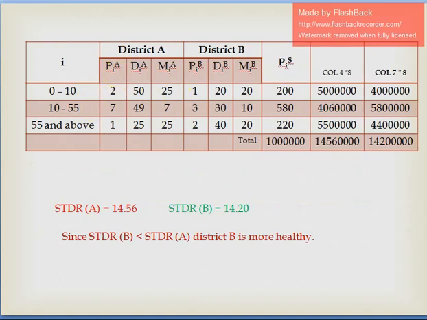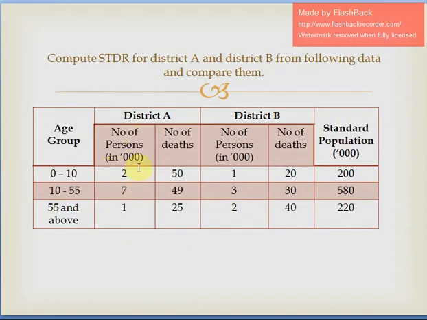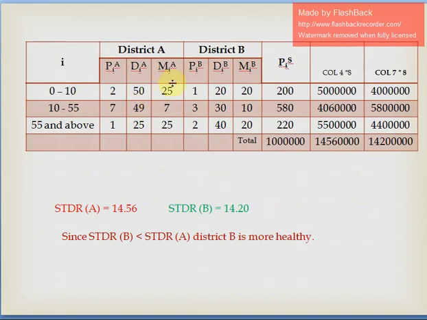So the first is PIA. These are the numbers of persons in thousands. P is the population, I stands for the age group, and A stands for district A. In the same way, this is DIA, this is PIB, this is DIB, and this is given as PIS. We need to calculate the age specific mortality rate, that is MIA. What is the formula for MIA, friends? That is DIA divided by PIA into 1000.